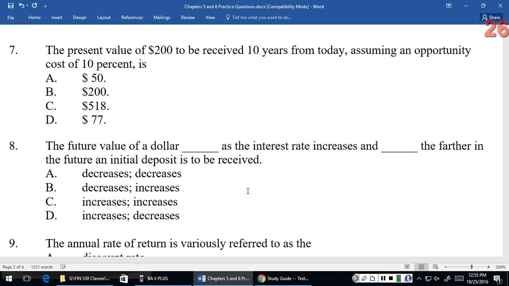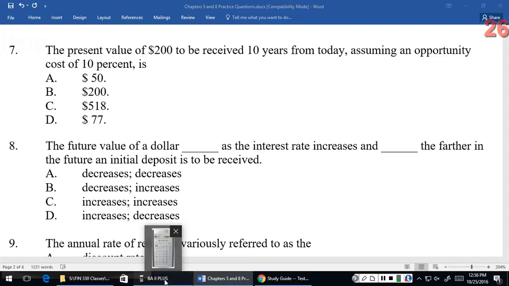Okay, so we need 3 inputs again. And we have our 3. Again, what kind of problem is this? Present value of what? Of a lump sum, okay? So it's present value of a lump sum. So we've got 200, 10, and 10%.